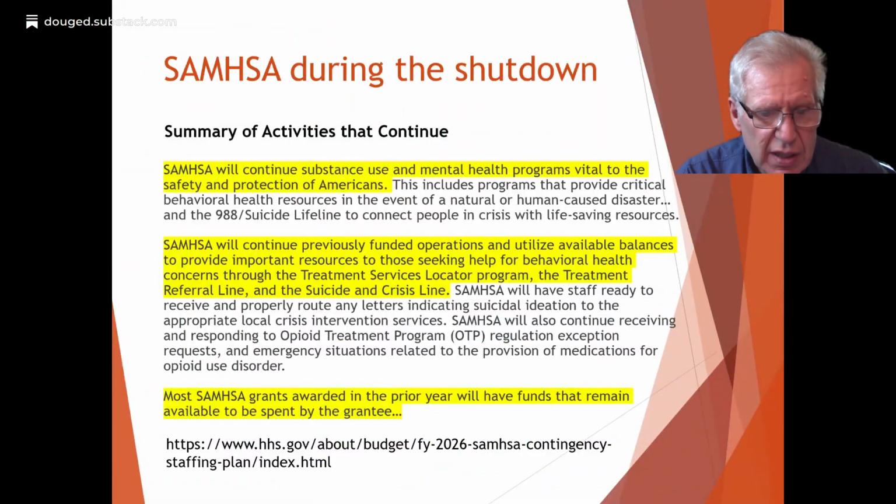Now, the pattern is fairly consistent, and while there are significant differences between each of these, we don't have time to go through each one of them. I'm going to focus on SAMHSA, the Substance Abuse and Mental Health Services Administration, but I think you'll get the idea and know how to look at each of the other agencies. Let's in fact start with SAMHSA.